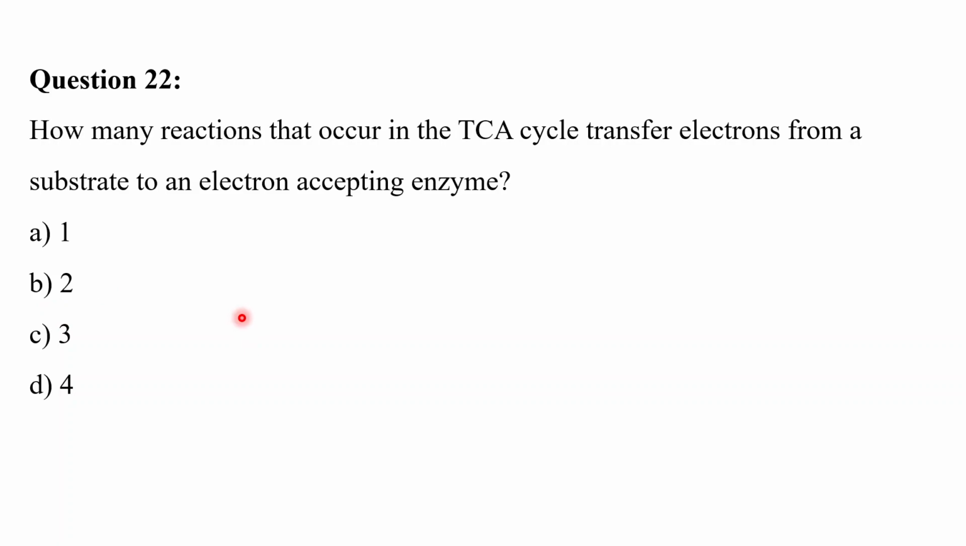Okay, the last question of this session. How many reactions that occur in the TCA cycle transfer electrons from a substrate to an electron accepting enzyme? So we have to tell how many reactions in the TCA cycle can transfer electrons to the electron transport chain basically. So the answer for this question is the last option, 4. So there are 4 reactions in the TCA cycle.